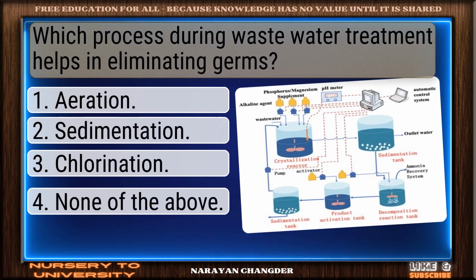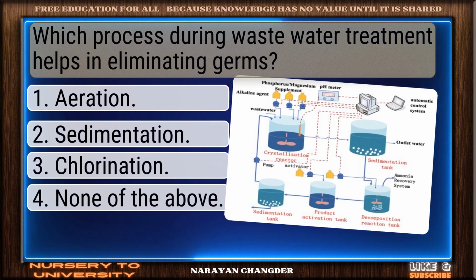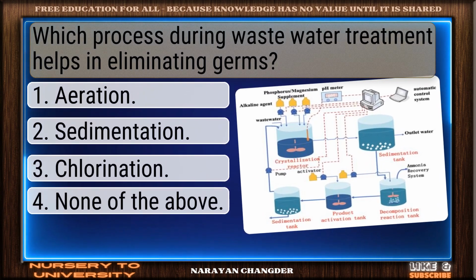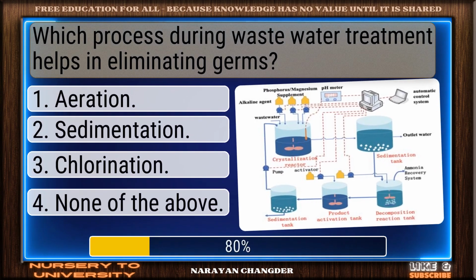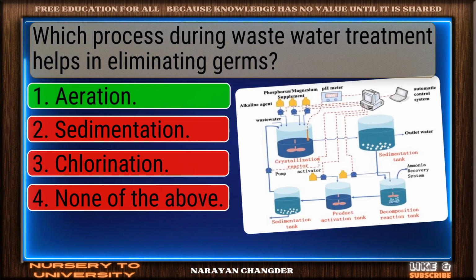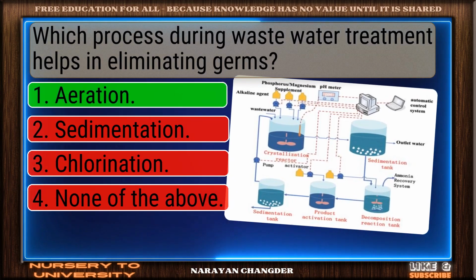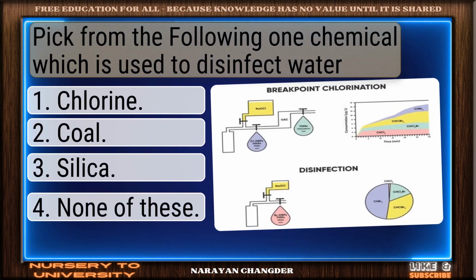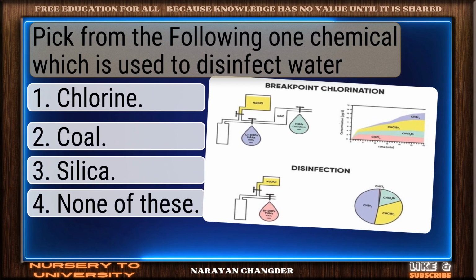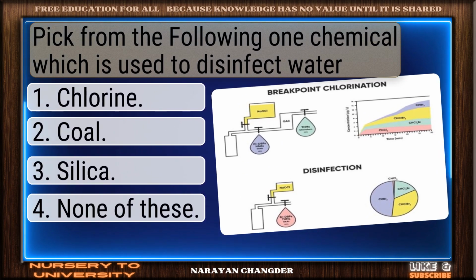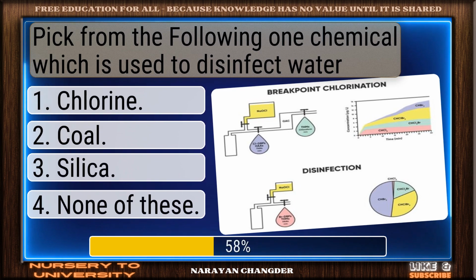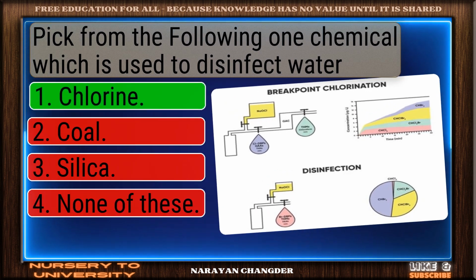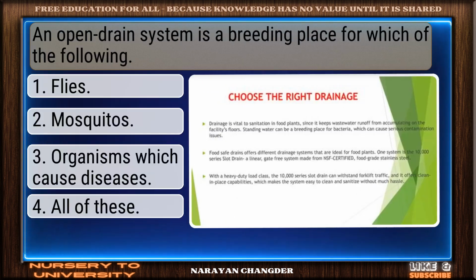Question number 38. Which process during wastewater treatment helps in eliminating germs? Exactly. Aeration makes sense and it is right choice. Question number 39. Pick from the following one chemical which is used to disinfect water. Valid point. Chlorine is true.